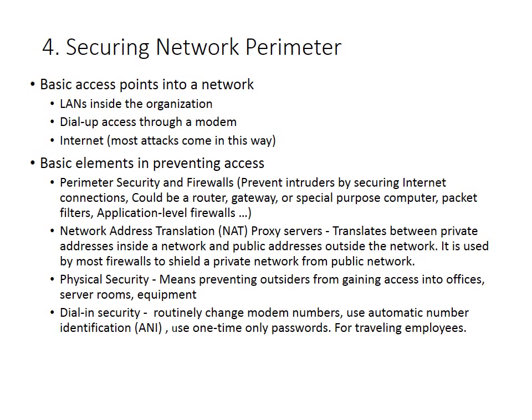Physical security means preventing outsiders from gaining access into offices, server rooms, and equipment. You should lock the place, you should educate and reduce the people who enter secure places, and you should use secure cables and devices. For dial-in security, you should routinely change modem numbers. It is good to use automatic number identification, ANI, so only users dialing in from authorized locations are granted access based on phone number. For traveling employees who can't use ANI, use one-time only passwords.